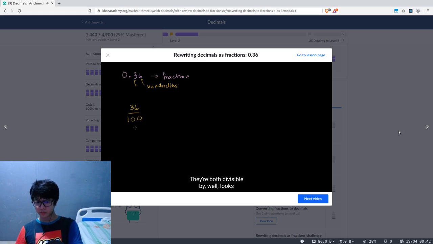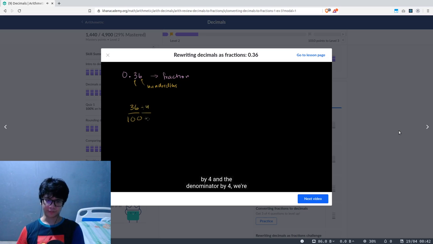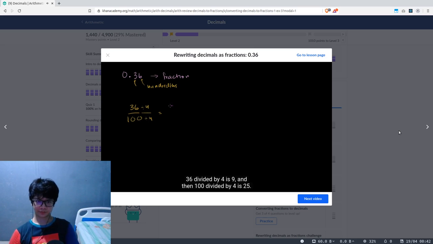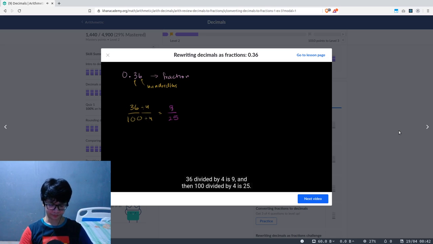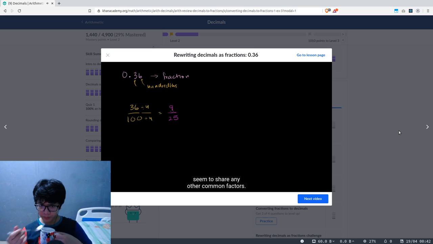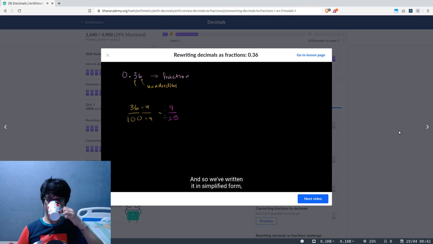They are both divisible by, well, it looks like they're both divisible by 4. So if we divide the numerator by 4 and the denominator by 4, we're doing the same thing to both, so we're not changing the value of the fraction. 36 divided by 4 is 9, and 100 divided by 4 is 25. And now these two numbers don't seem to share any other common factors, and so we've written it in simplified form, and we're done.